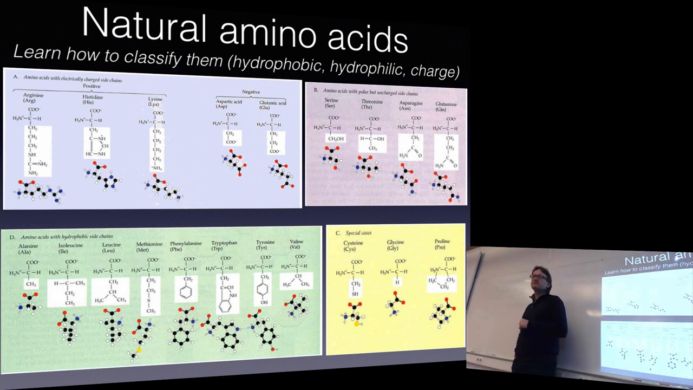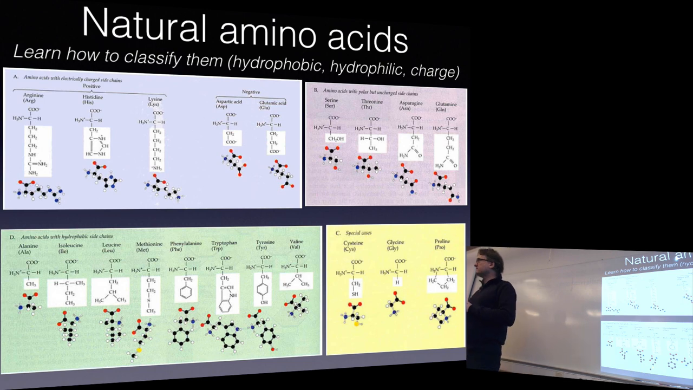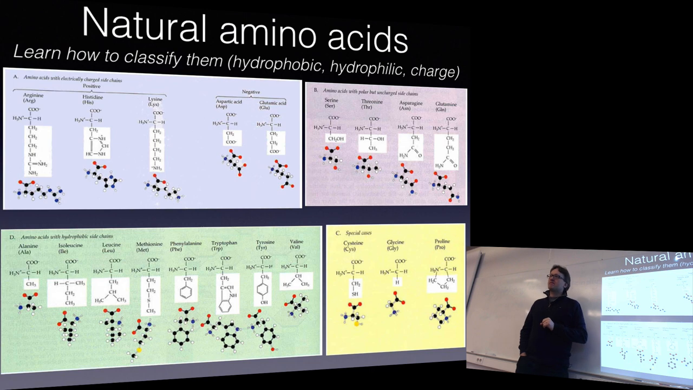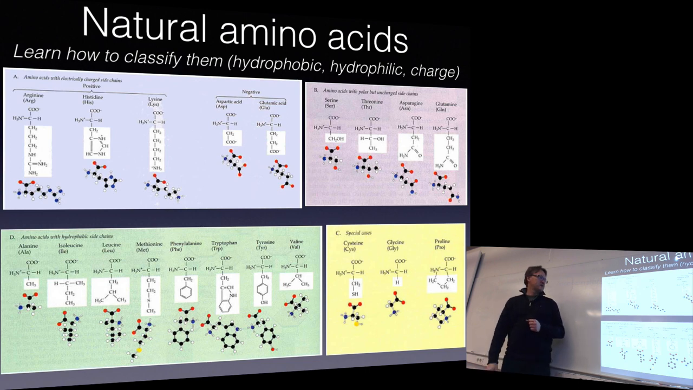Do you remember which one? Glycine. Why is glycine not chiral? It has two hydrogens, right? So the side chain for glycine is a hydrogen. And when you have two hydrogens, the requirement for being chiral is that you need to have four different groups. And because there are two hydrogens that are identical, you can rotate it to where.